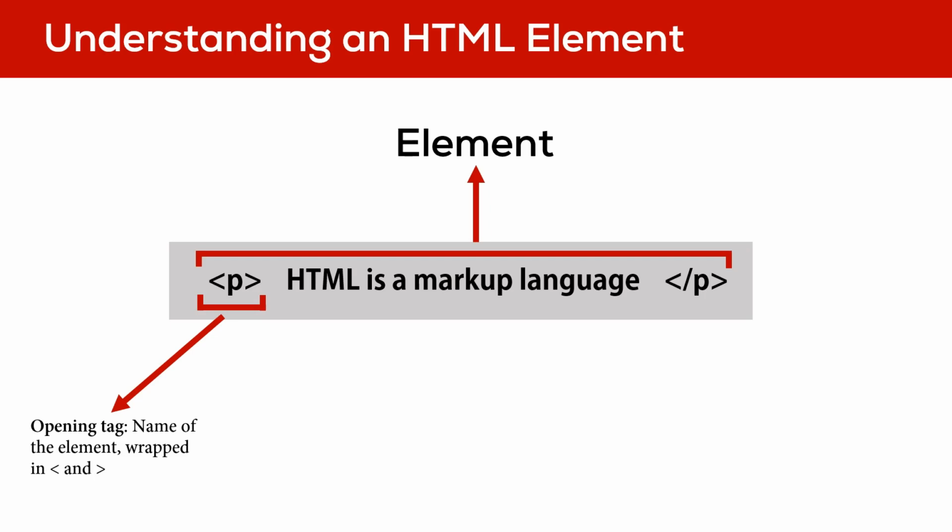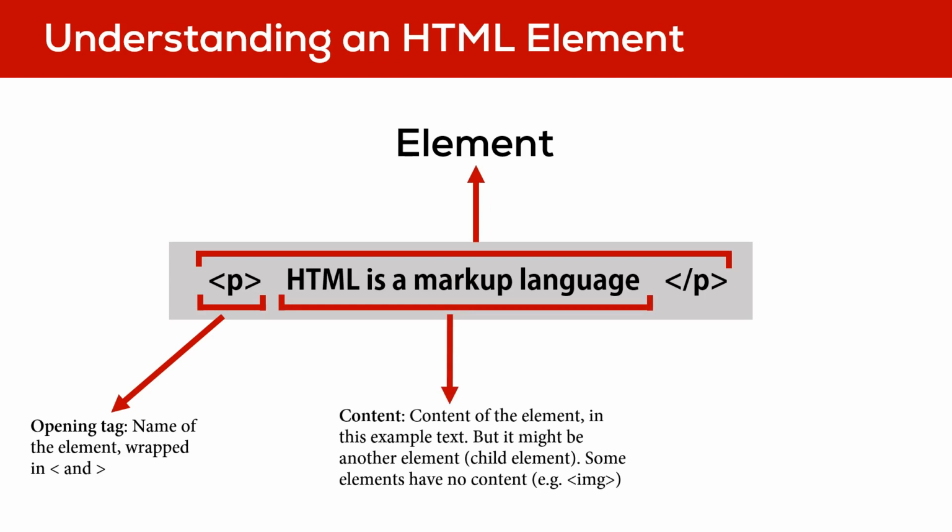Then we have the middle part, which is the content. The content of an element, in this example, is text saying HTML is a markup language. It can be any other element, like a div or any other element. And in this case, we call it a child element.